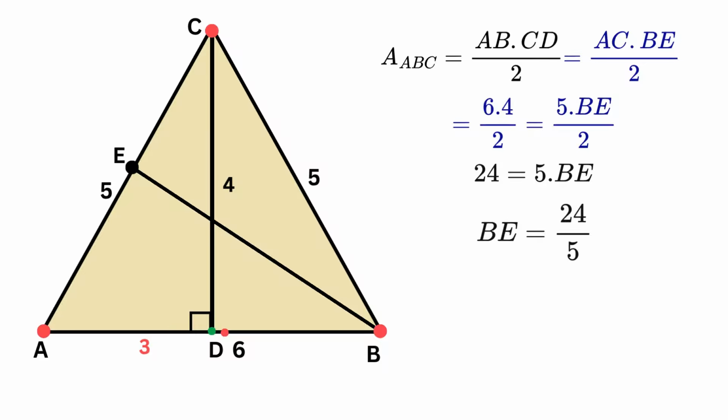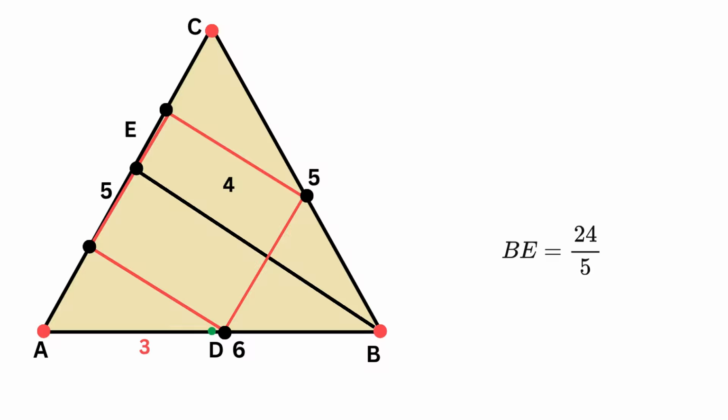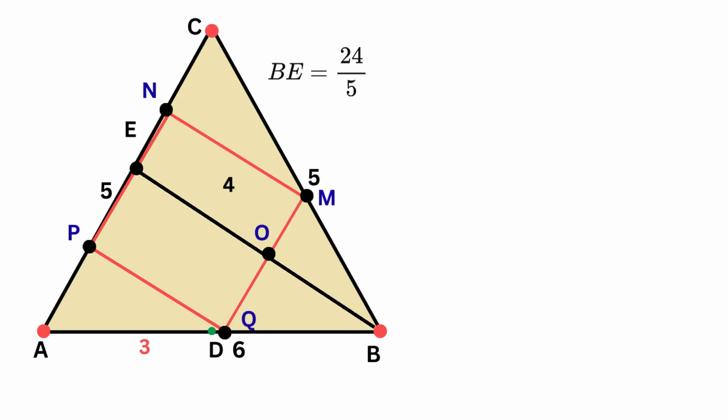Now, let's label all the vertices of our square as P, Q, M, and N. Now, let's label the intersection between the lines EB and QM as O. And finally, let's label the sides of our square as S.